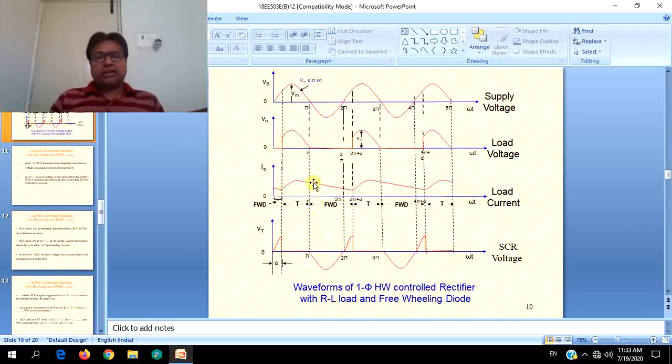The load current freewheels through the freewheel diode from pi to 2 pi plus alpha. 2 pi plus alpha means that is the next instant at which the SCR is triggered, and again the load voltage will be applied in the forward direction across the load.